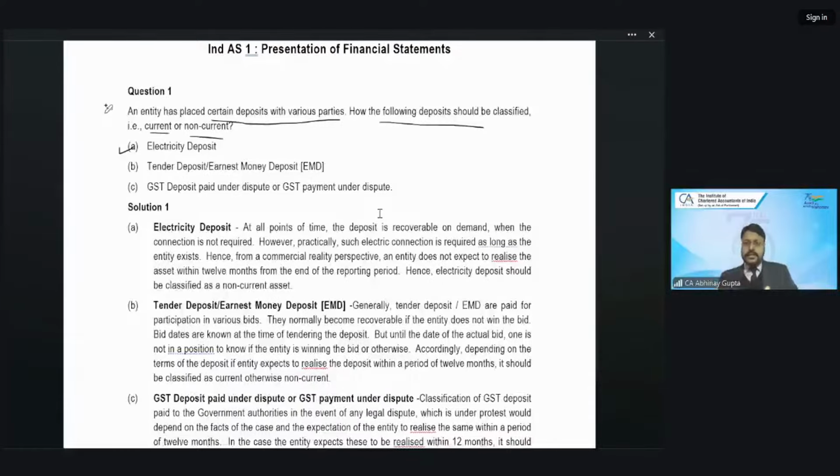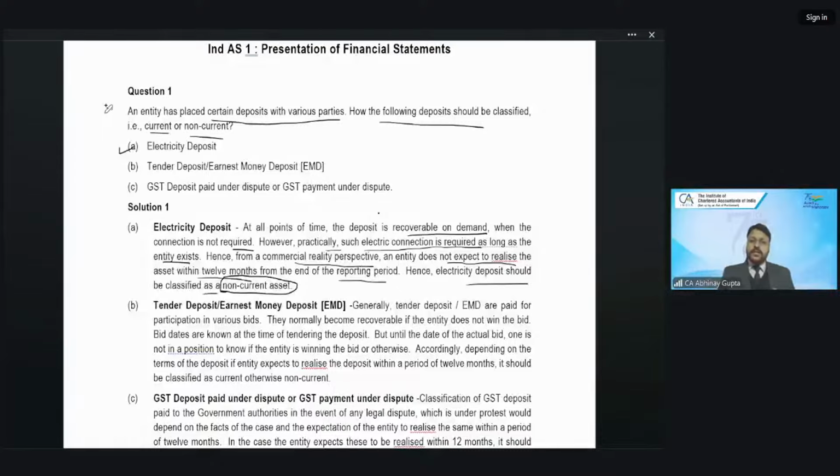So practically, in general, electricity deposit is always considered as non-current, because no company is saying that we are going to reclaim our electricity deposit within the next 12 months from the reporting date, correct? At all points of time, the deposit is recoverable on demand when the connection is not required. However, in practical life, an electricity connection is required as long as the company exists. Hence, from a commercial reality perspective, an entity does not expect to realize the asset within 12 months from the end of the reporting period. Hence, the electricity deposit should always be classified as non-current.